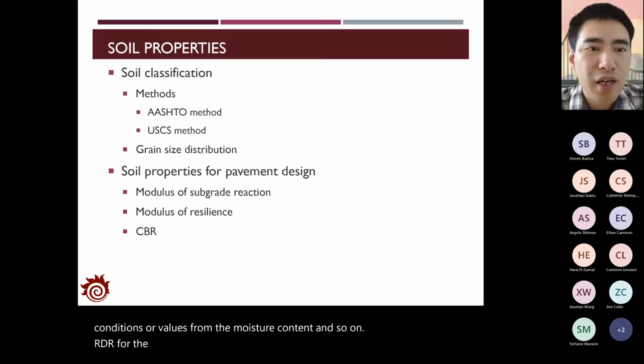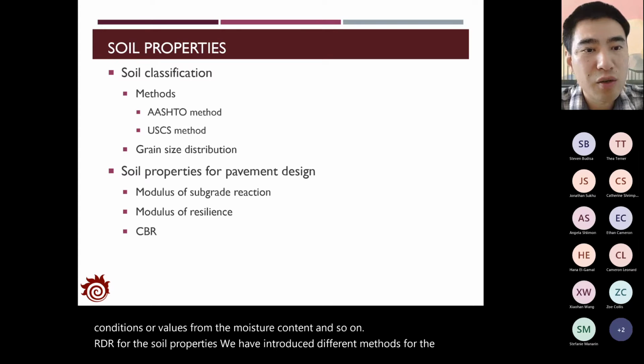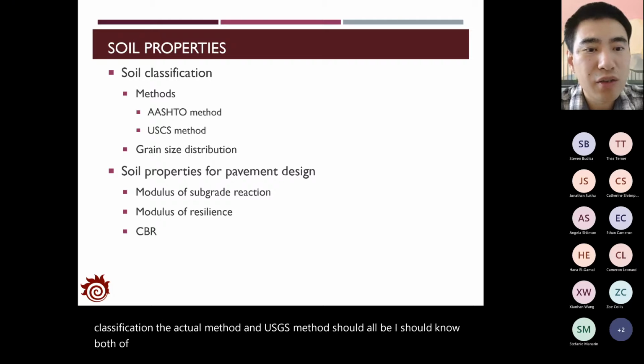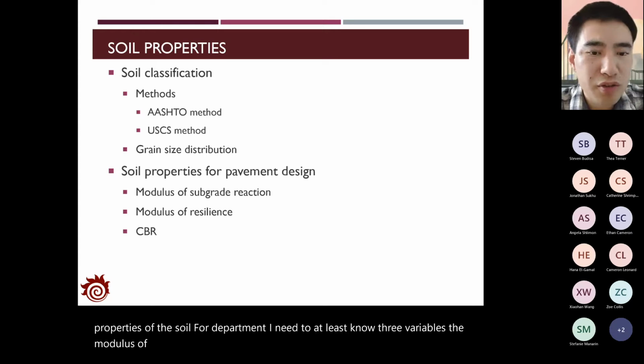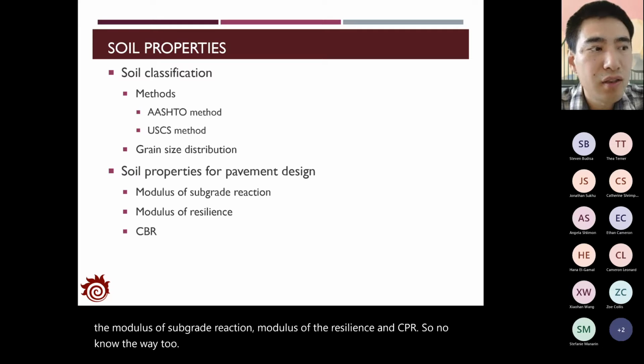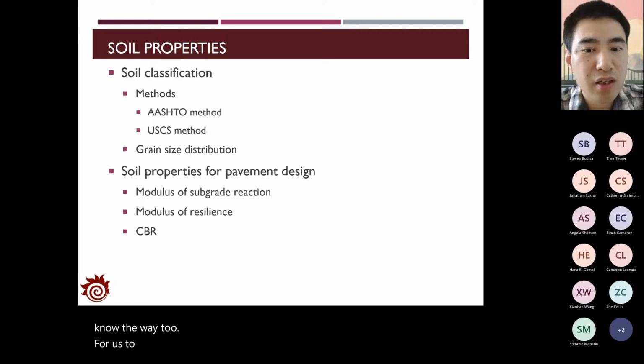For the soil properties, we have introduced different methods for soil classification. The AASHTO method and the USCS method, you should know both of them, and also understand the grain size distribution. And for the properties of the soil for the pavement, you need to at least know three variables: the modulus of subgrade reaction, the modulus of resilience, and the CBR. So know their definitions, and know the way for us to measure those properties in the lab.